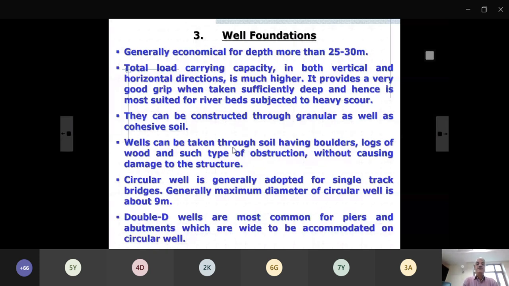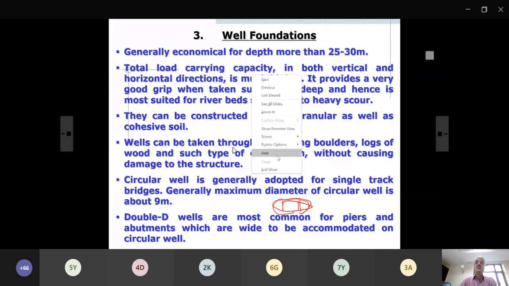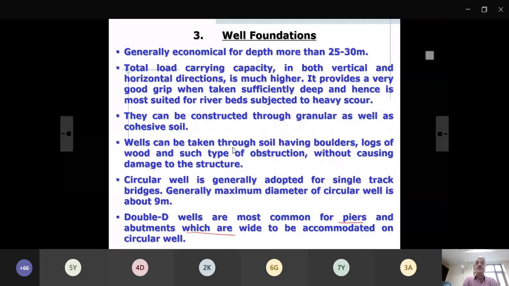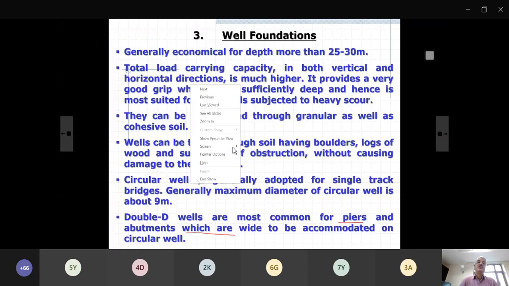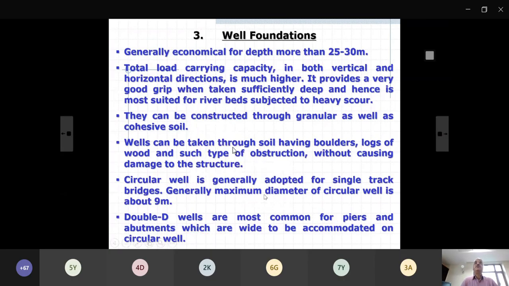Let us say there are 2 lines or something. Then what you adopt is double D well. We'll see what is double D well, like this. So they are most common for piers and abutments which are too wide to be accommodated on a circular well. So these are some of the features of well foundation.